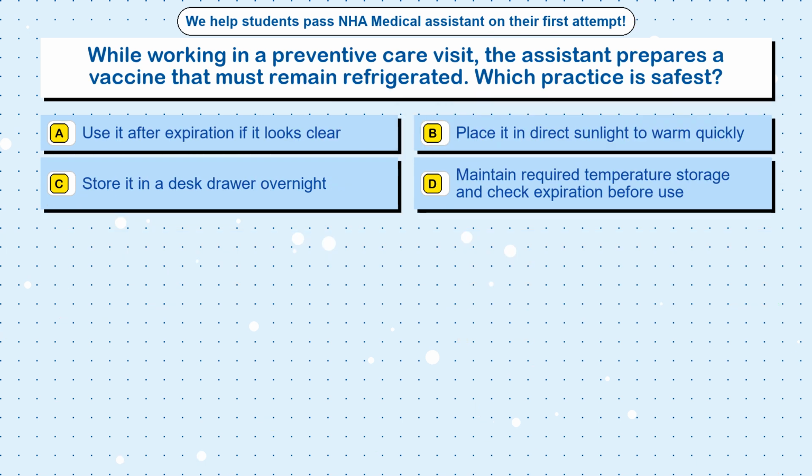Question 64. While working in a preventive care visit, the assistant prepares a vaccine that must remain refrigerated. Which practice is safest? Option A, use it after expiration if it looks clear. Option B, place it in direct sunlight to warm quickly. Option C, store it in a desk drawer overnight. Option D, maintain required temperature storage and check expiration before use.